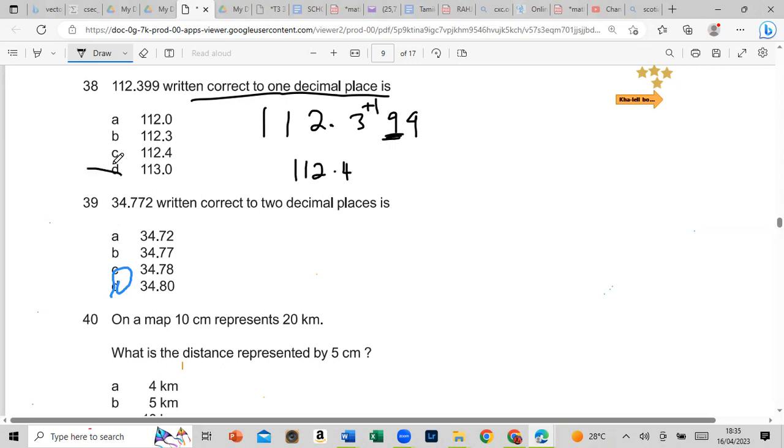You're gonna get an opportunity. Oh, okay, sir. You're gonna get a next opportunity. 34.772 written correct to 2 decimal places is... So you get a next opportunity.